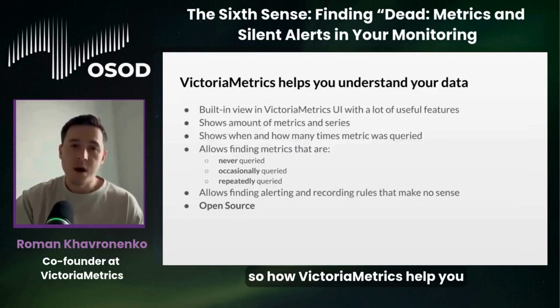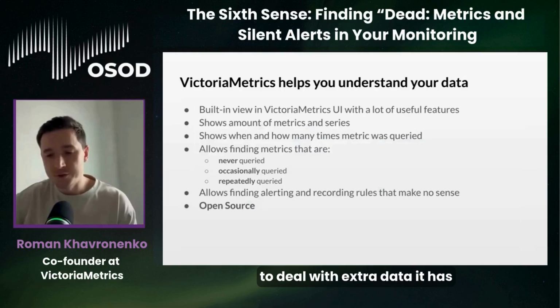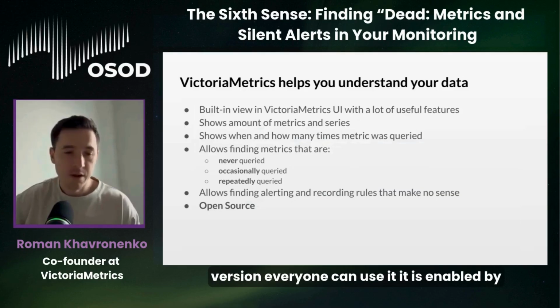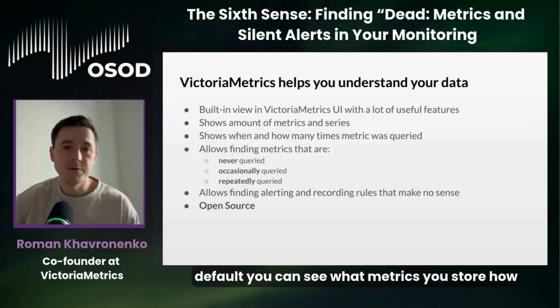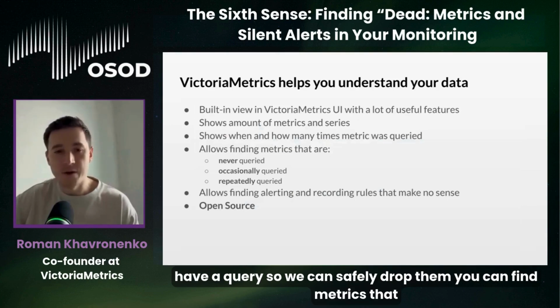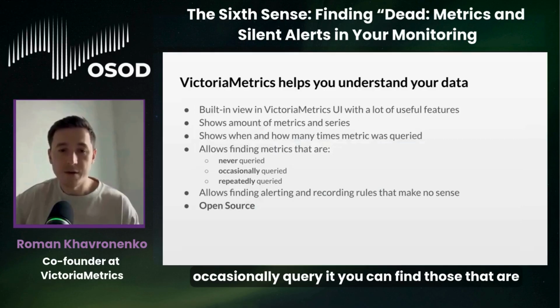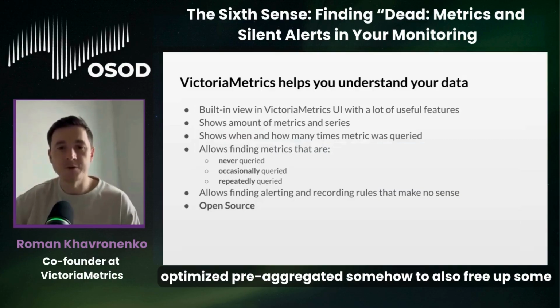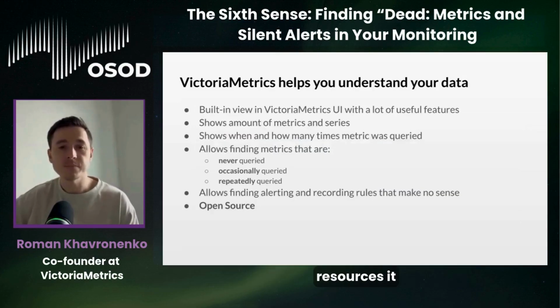Okay, so how does VictoriaMetrics help you deal with extra data? It has all these features built into the open source version. Everyone can use it. It is enabled by default. You can see what metrics you store and how expensive they are. You can find metrics that are never queried, so you can safely drop them. You can find metrics that are occasionally queried. You can find those that are repeatedly queried. Maybe those repeatedly queried metrics can be optimized, pre-aggregated somehow, to also free up some resources.